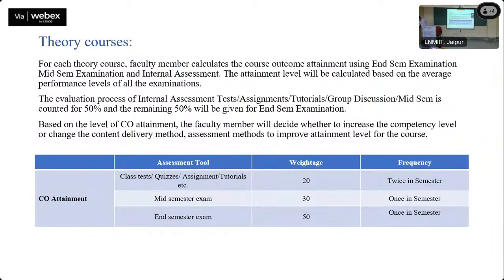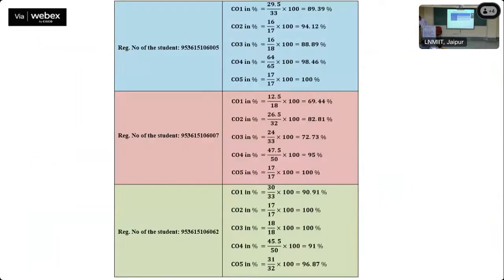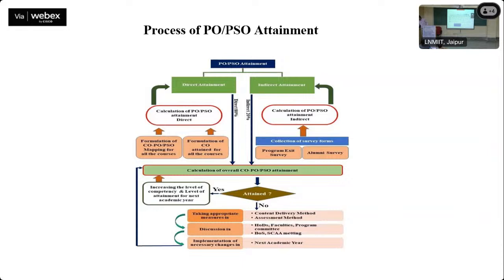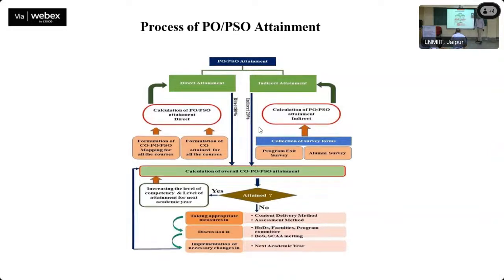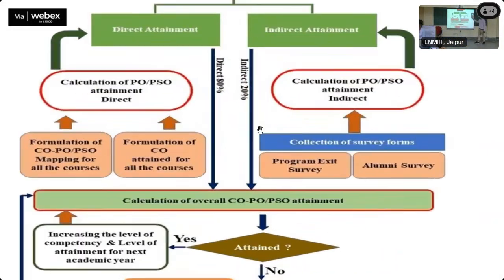Now I have one more chart. I am not going into each and every thing, okay. So this is the process of PO, PSO attainment. This is basically the responsibility of the program coordinator. Each course coordinator will give their CO attainment to the program coordinator, who will compile from all the core courses, elective courses, laboratories and project together, okay.